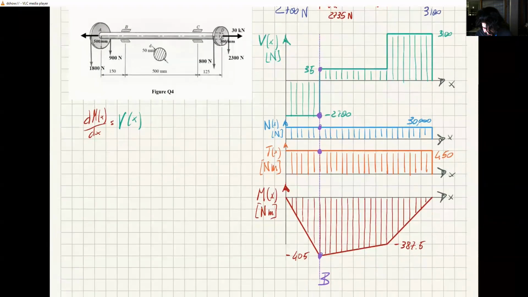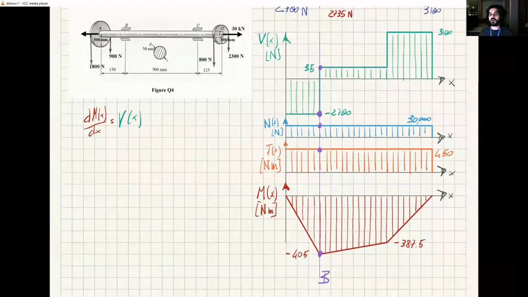Now, if you look at this, the most stressed section of this entire structure is, of course, B. How do I know it's B? Because at B, I have one of the largest shear forces. Well, normal force is constant everywhere. Torque is constant everywhere, so I don't care about these. I only care about the shear force and the bending moment. Now, the bending moment is the largest at B.